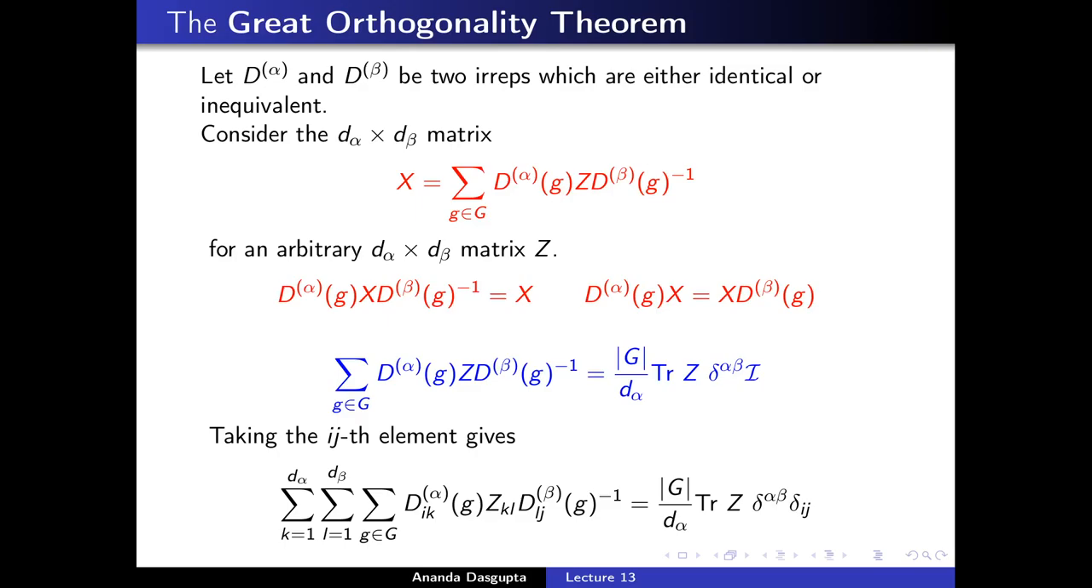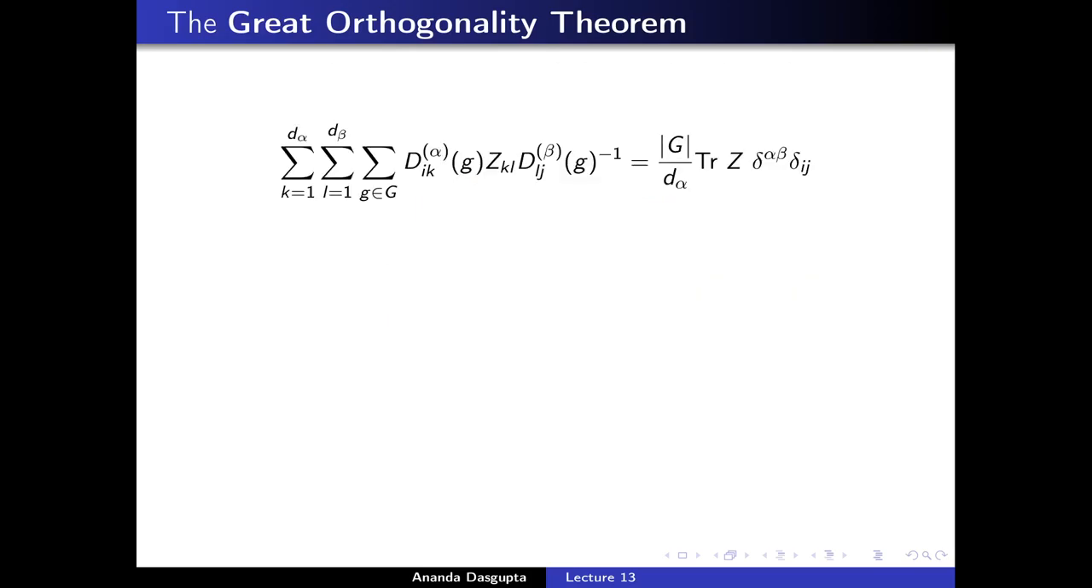So this is our relation in component language. Now, notice that this really is not one relation, because you are completely free to choose the zkls. That is, the zkls are completely arbitrary. So this really is not one relation. This is actually d alpha times d beta distinct relations. And to make those relations clearer, let us choose a special form of the matrix Z.